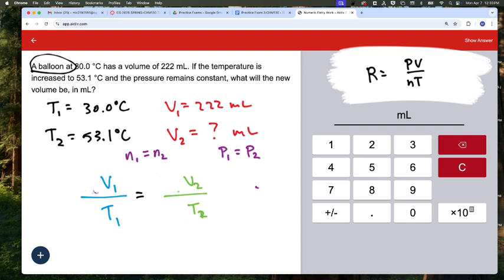If I go back to my given information, I was given 3 values, and I'm asked for 1, which means I could now rearrange and I can solve for this. If I want V2, V2 will equal V1 over T1 times T2. Okay. Now it is mostly a plug and chug, and everything should work out.